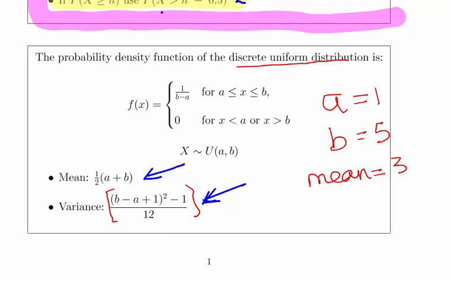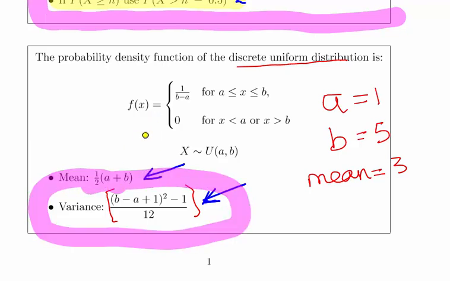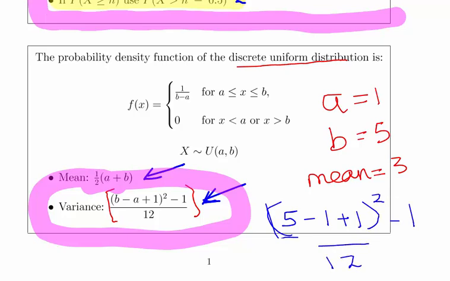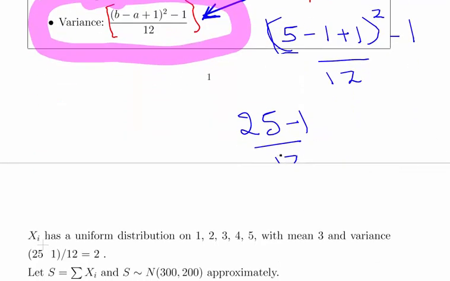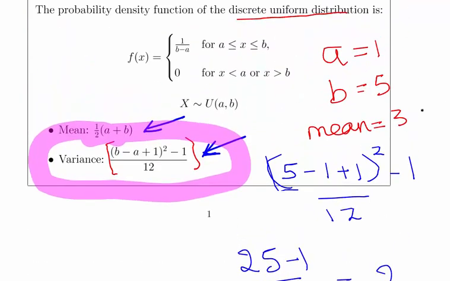Actually, really the important thing I've done here is this part. Just to note that the variance is 5 minus 1 plus 1, so it's 5 squared minus 1 over 12. That gives us 25 minus 1 over 12, and that is equal to 2. So the mean is equal to 3, the variance is equal to 2.